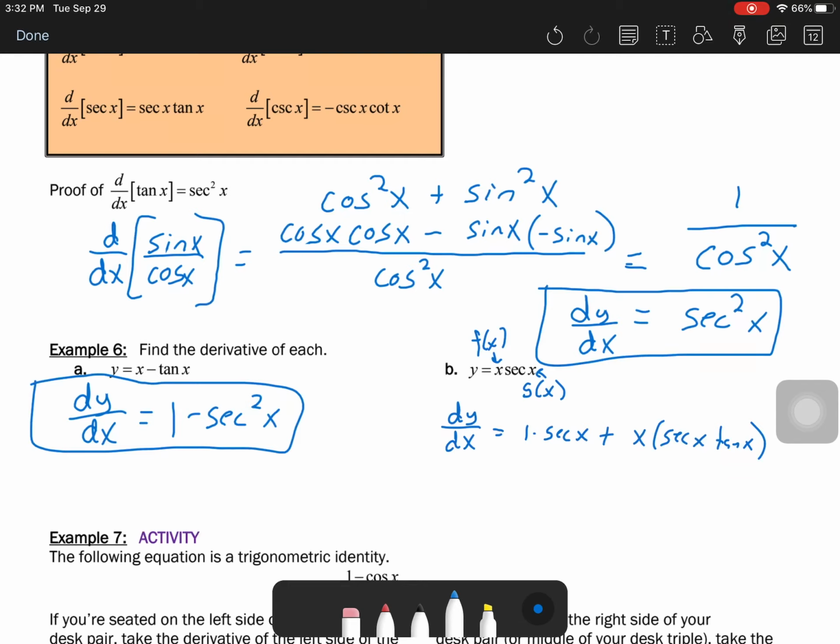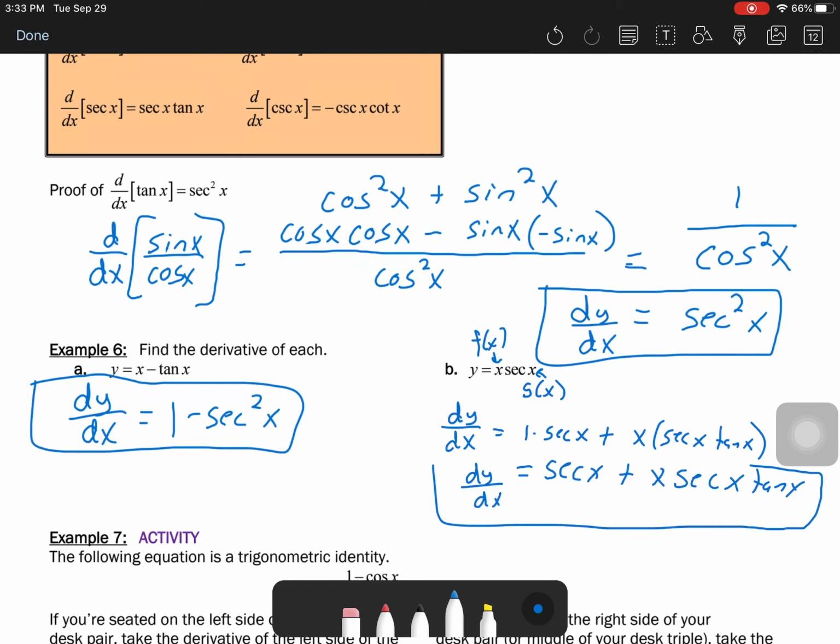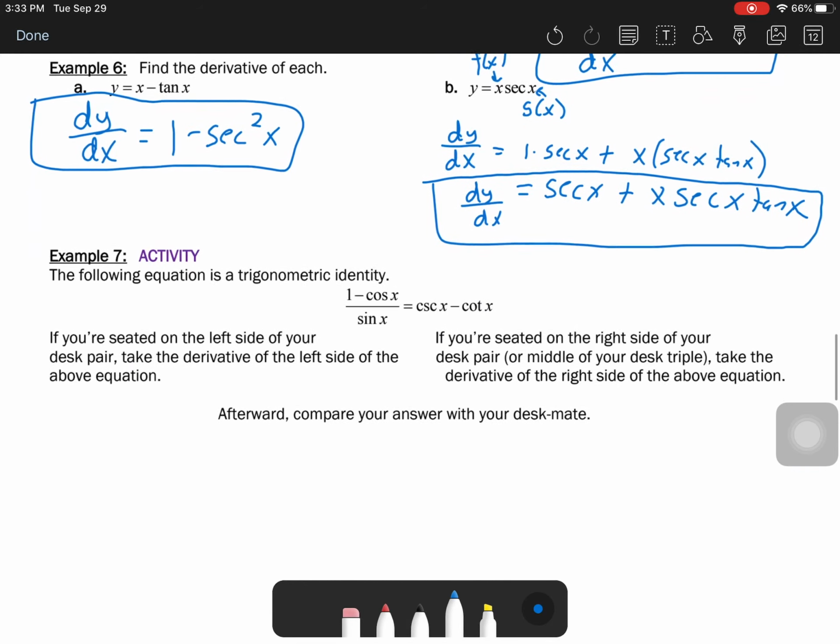And you don't really, don't think of this as distributing, because these are just three things being multiplied. So really it's just secant x plus x secant x tangent x, and that's really all we do with that. Okay, so that's about it.